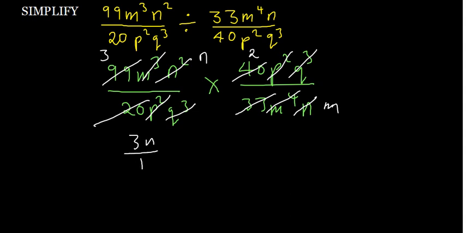Down we have not remained with anything. And then the other side what we remained with on top is 2. Down we have remained with m. So meaning that the final answer is going to be 3n times 2. That is going to be 6n over m. This is going to be the answer.